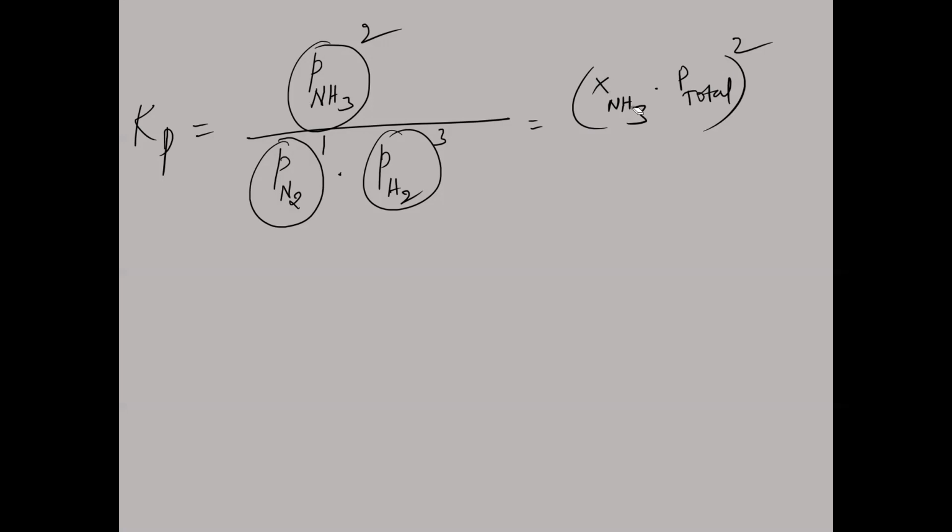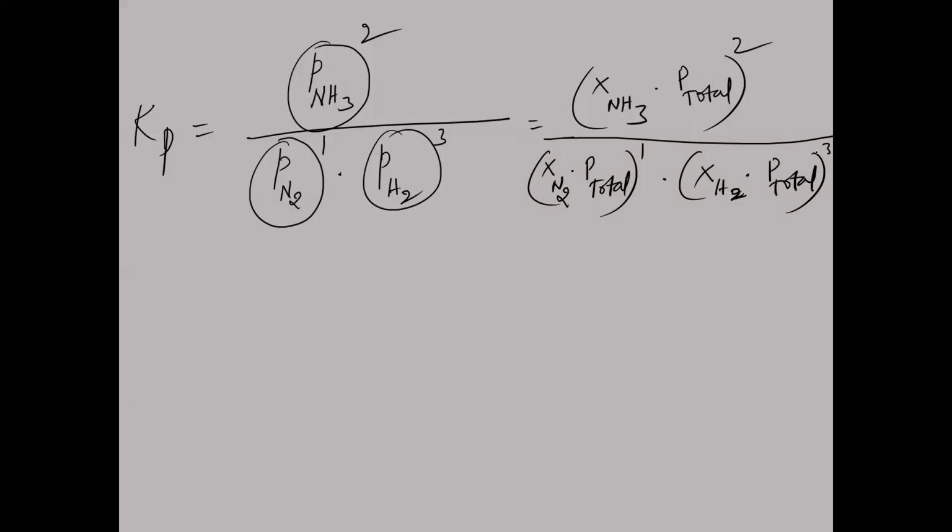Mole fraction of ammonia into total pressure of ammonia, whole square, divided by the partial pressure of nitrogen. How to write the partial pressure of nitrogen? Mole fraction of nitrogen into total pressure of nitrogen, that is the gaseous mixture, to the power of 1, into the mole fraction of hydrogen gas into total pressure, whole power 3. So this is the equilibrium constant in terms of partial pressures.